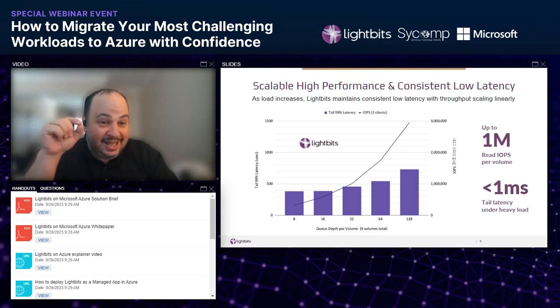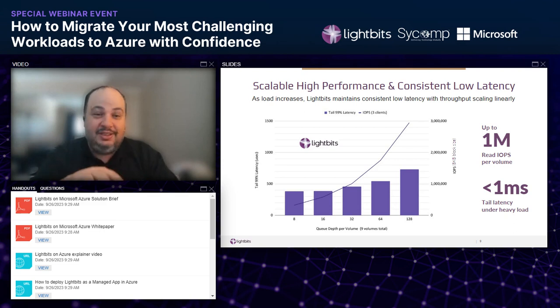And it's not just the latency. I'm talking about consistent low latency, the tail, the 99th percentile. And you can see that even at very heavy loads, with millions of IOPS, you can get sub-millisecond latency, not something that you will ever see in Azure today. So it's really impressive.